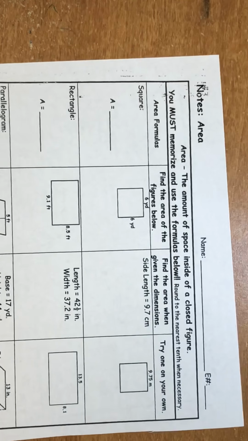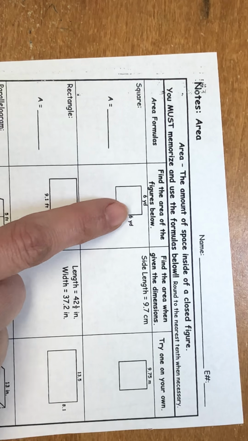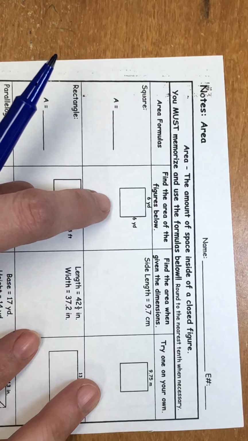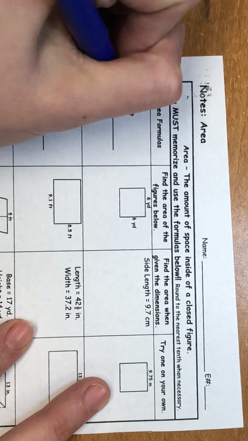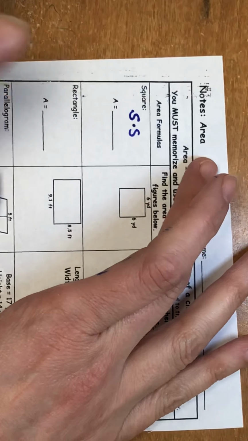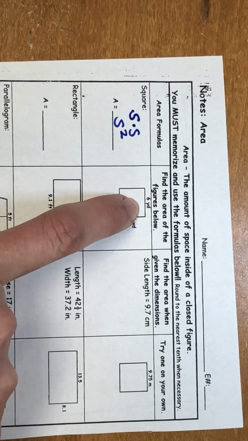So the formula of a square: to figure out the area of a square, all you gotta do is multiply the length times the width. But since a square has all sides the same, that means side times side. S is for side, or you can say side squared. All I gotta do is square the side, okay?